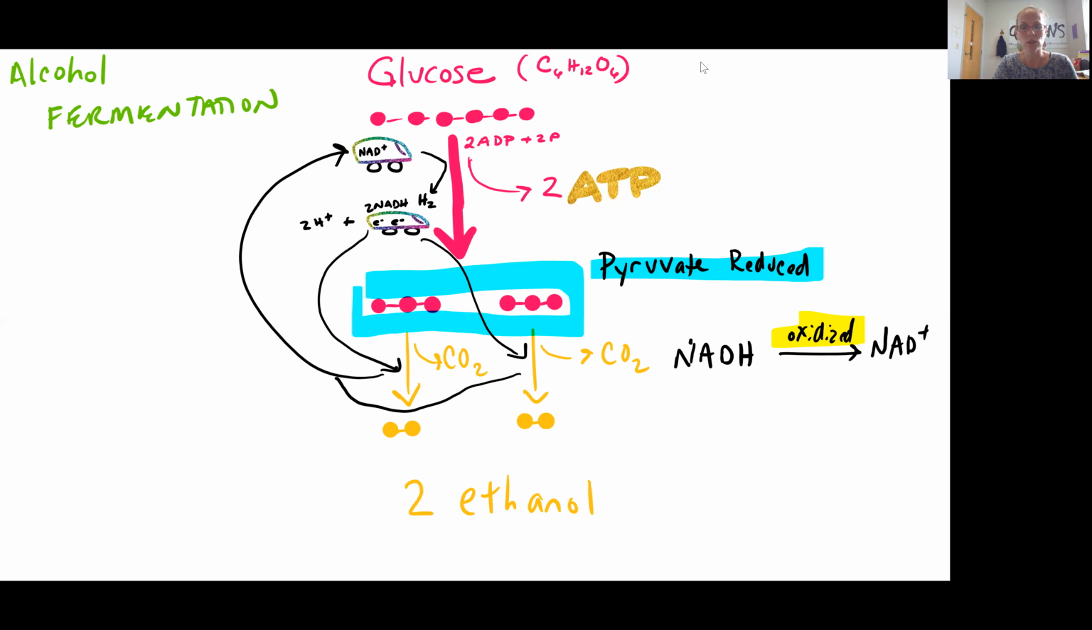We are again reducing the pyruvate so that we can oxidize the NADH back to the NAD+. So that's the basic pattern that you see in both types of fermentation. The pyruvate is reduced, turned into something else, and this then oxidizes the NADH back to the NAD+, because we're not able to do that at the mitochondria. Okay? That is fermentation. That's it for now.